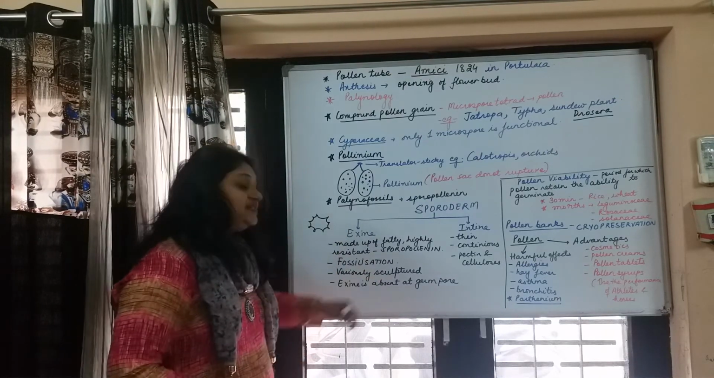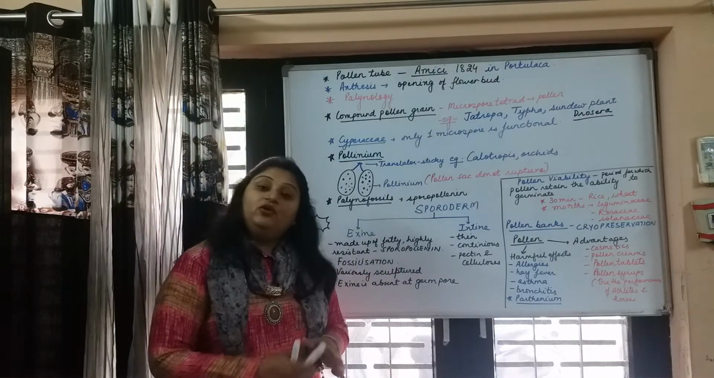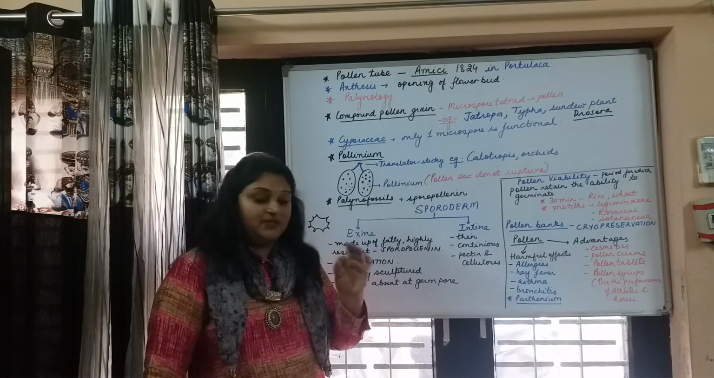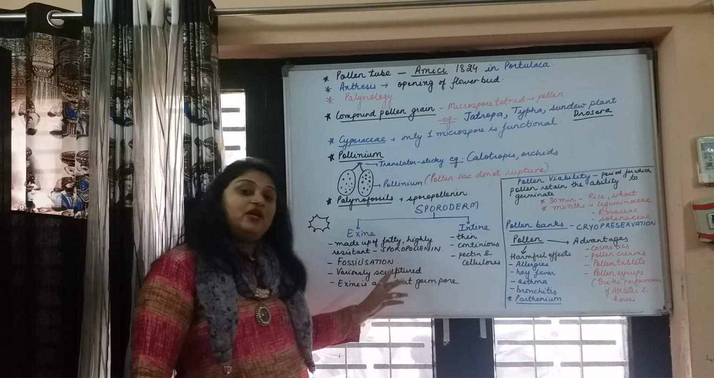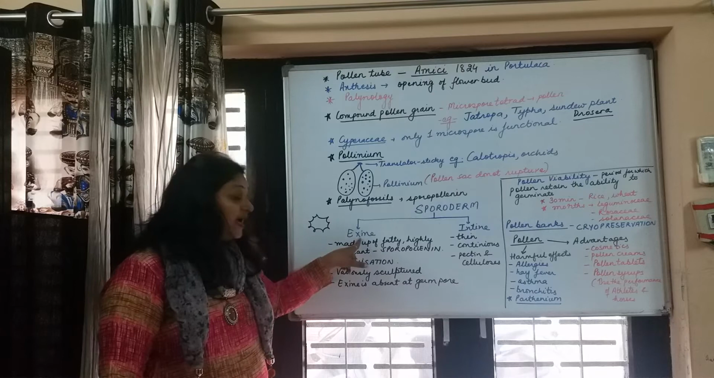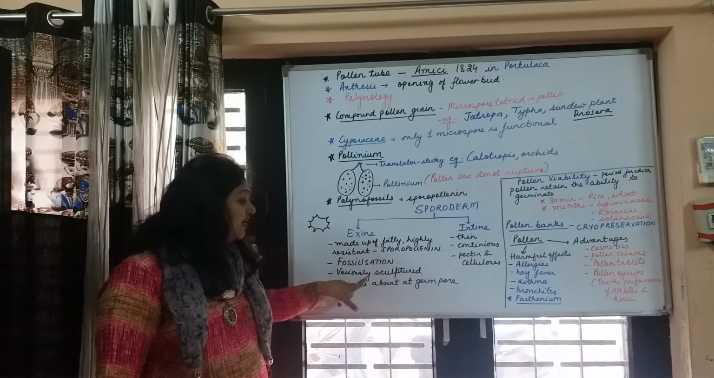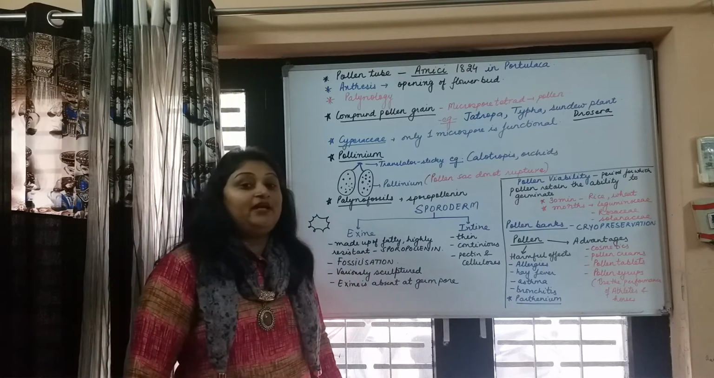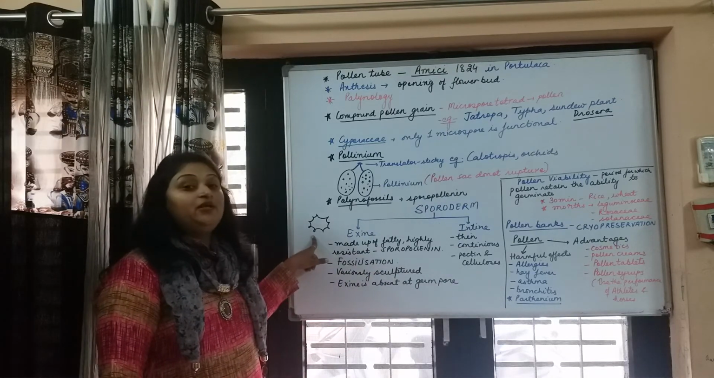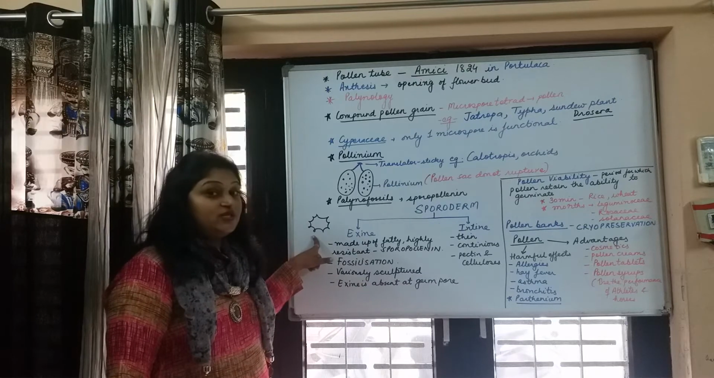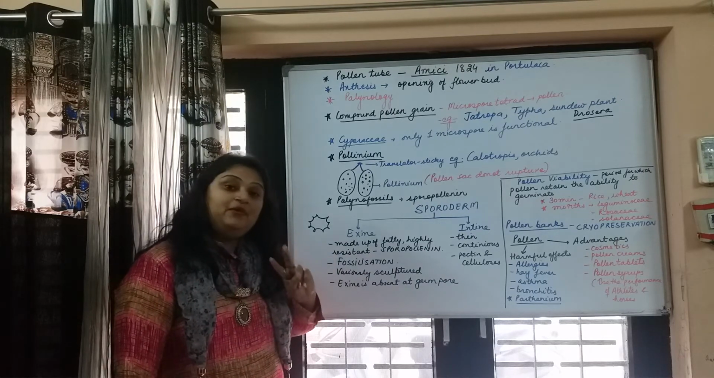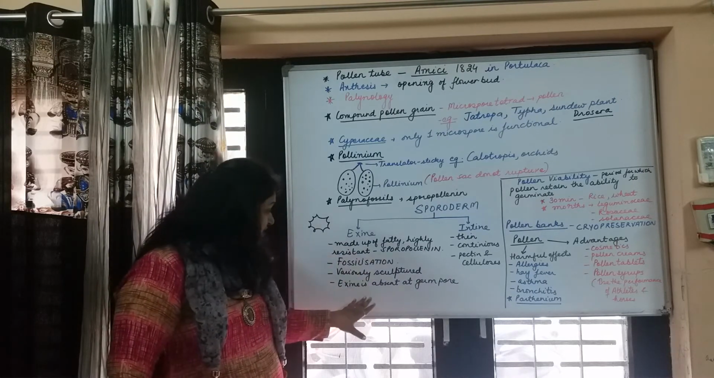It is variously sculptured. We know that no human being is there whose fingerprints match. In the same way, the pollen grains have the exine, that is, have different sculptures. This helps the taxonomists to find out which species this pollen grain belongs to. It's quite helpful for them because no two species have the same type of sculptures of exine.